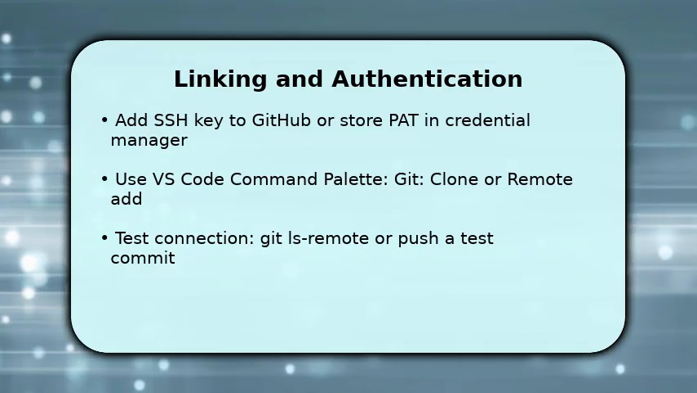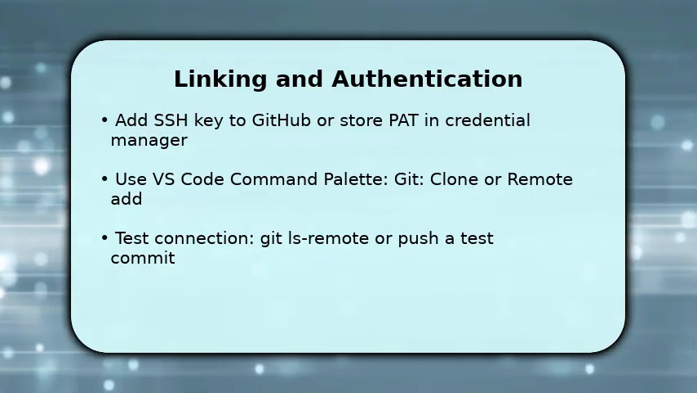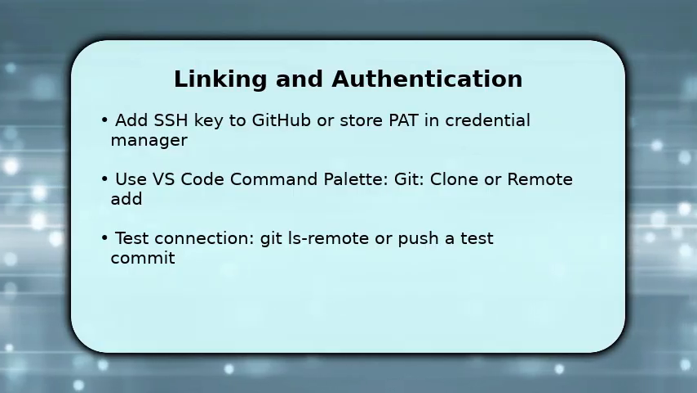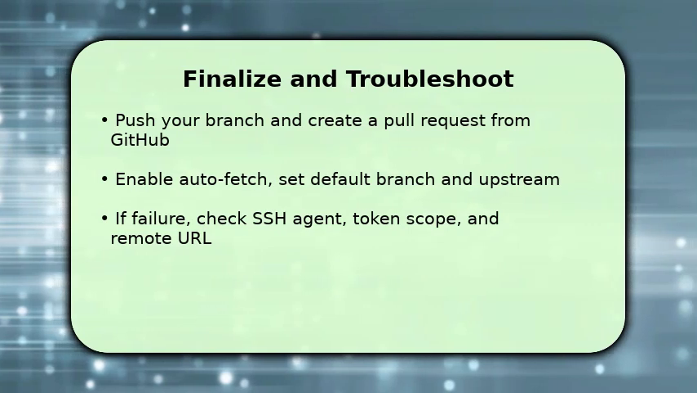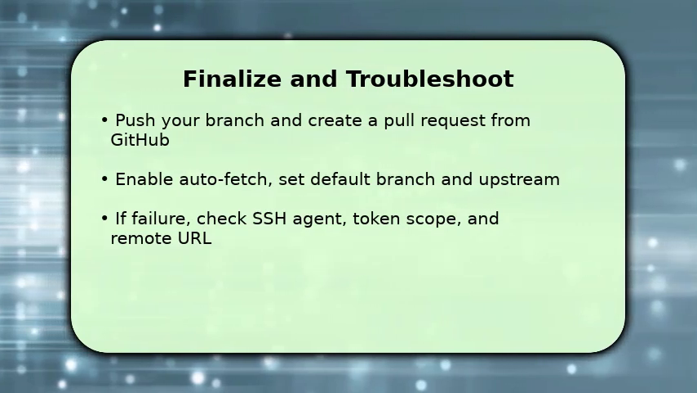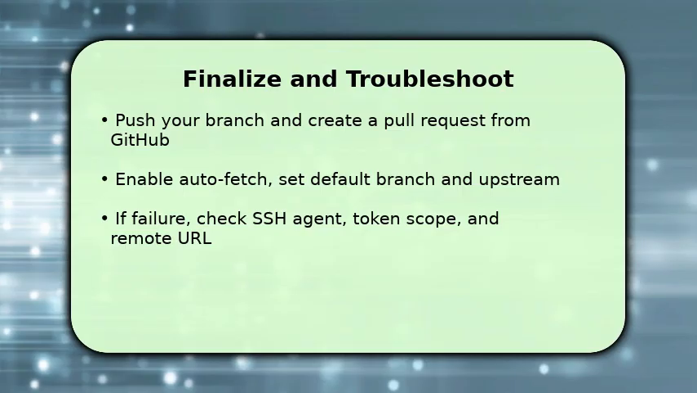Make a small change locally, commit with a clear message, and prepare to push to verify the link. This confirms both access and permissions. Finish by pushing your branch from VS Code and creating a pull request on GitHub. That completes the round trip.